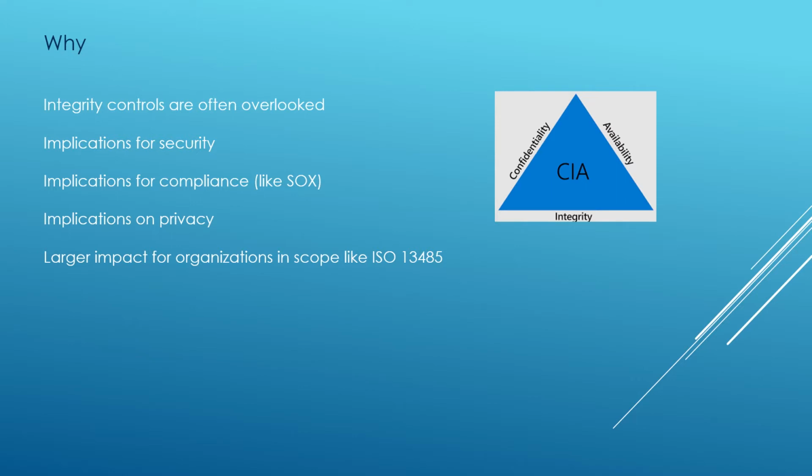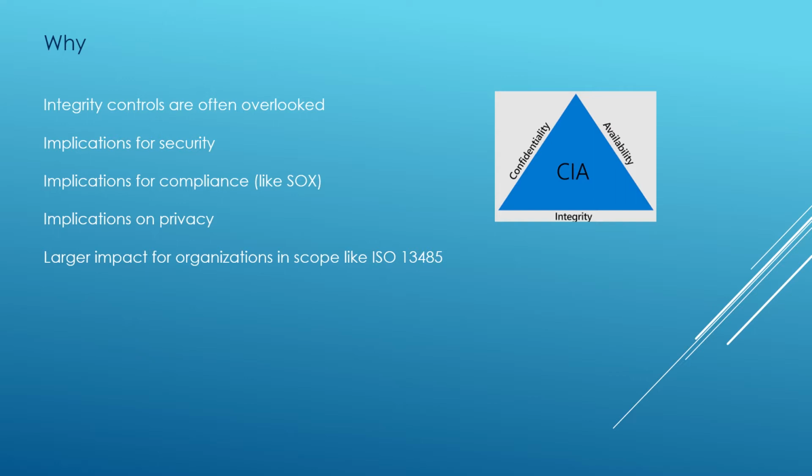to our mind is confidentiality. Then we think about availability. We often overlook integrity. Integrity has a lot of importance for information security, compliance, and privacy. Also, if the organization is in scope for ISO 13485 ALCOA, integrity controls are very important.